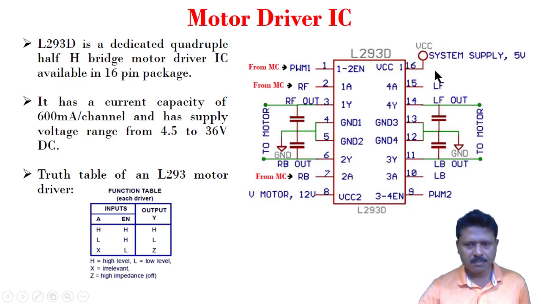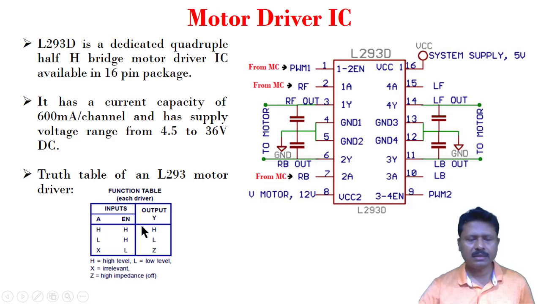This part is also the same. Number 14 and number 11 are connected with the motor. Number 15 and number 10 are connected with the microcontroller. Number 9, just like number 1, is the pulse width modulation signal input for this right side motor.